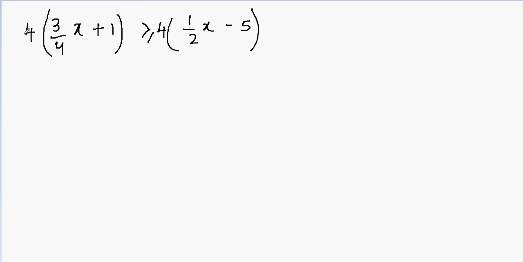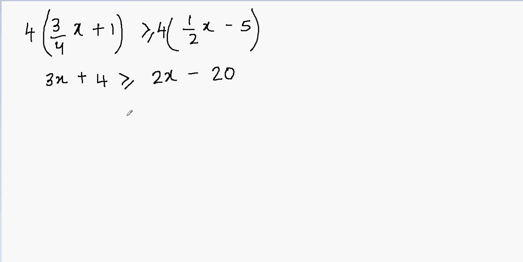Now, when you multiply by 4, you distribute 4 inside the parentheses, using the distributive property. 4 times 3 gives you 12, and 12 divided by 4 is 3, so you get 3x, plus 4 times 1, which is 4. Then you have the greater than or equal to sign. 4 times 1/2 is 4 times 1, which is 4, divided by 2, which gives you 2. So you write 2x, and then minus 4 times 5, which gives you 20.